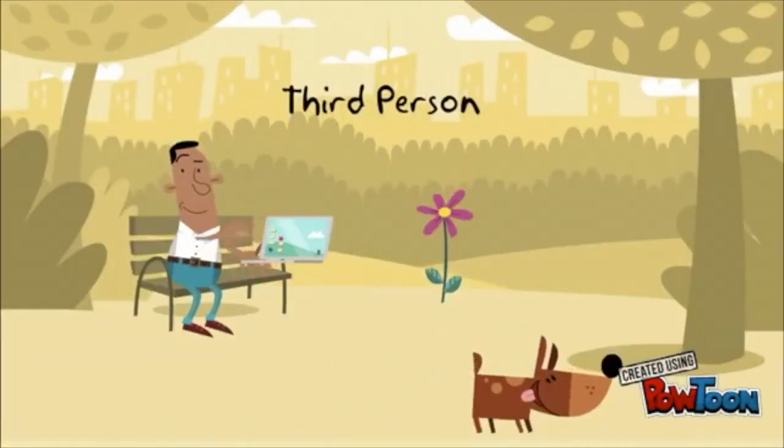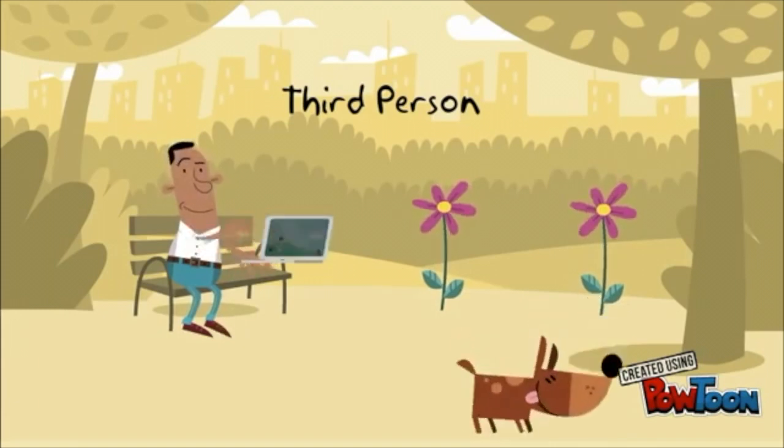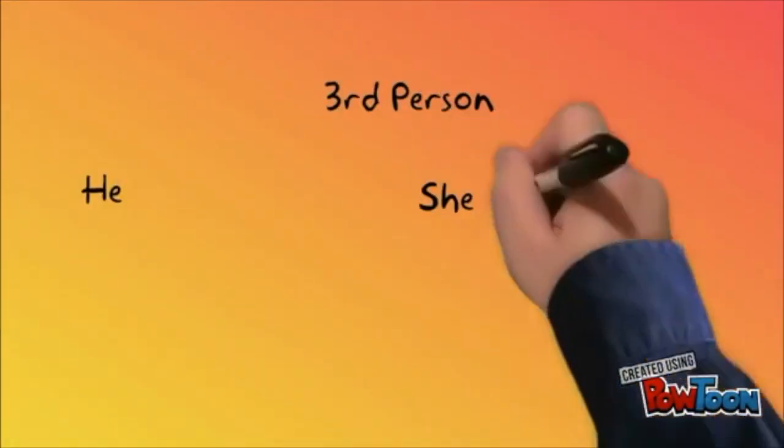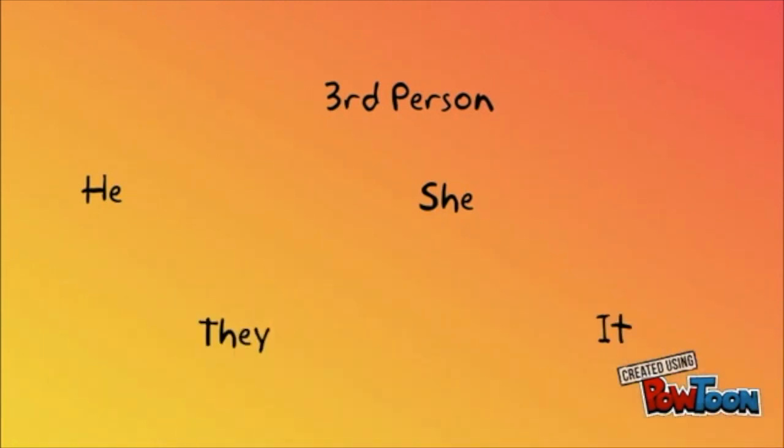Third person point of view is told by a narrator who is not part of the story. When writing in third person, words such as he, she, it, and they are commonly used.